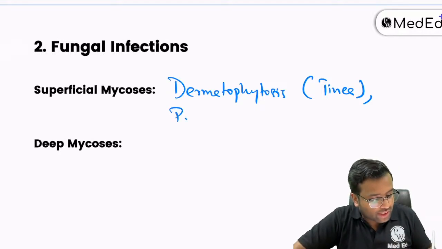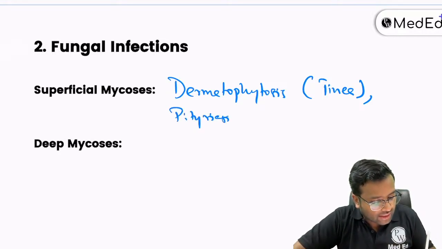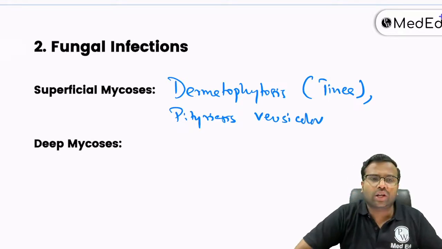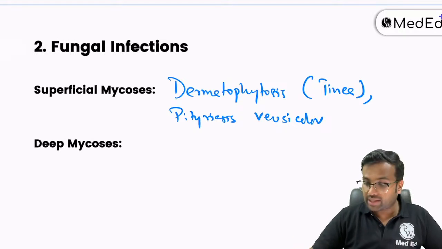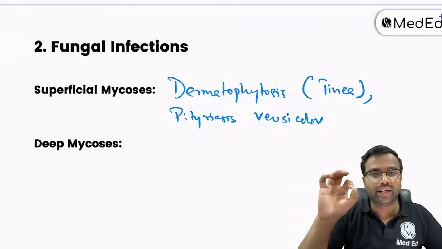And just like what you have said, it can be pityriasis versicolor. That can be another one. So all these are going to be superficial fungal infections. Yes, Shiv, that is also called as the athlete's foot.